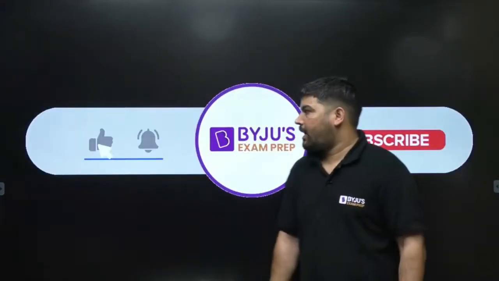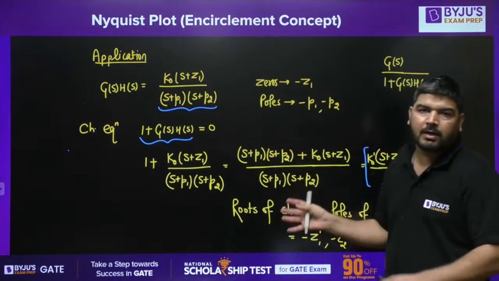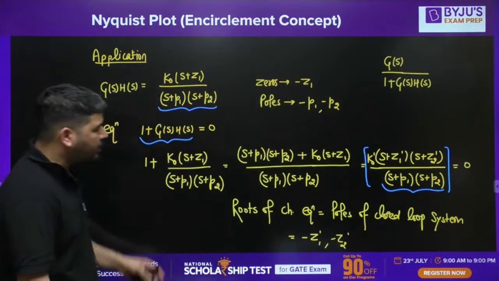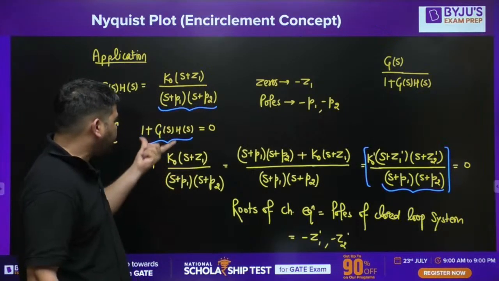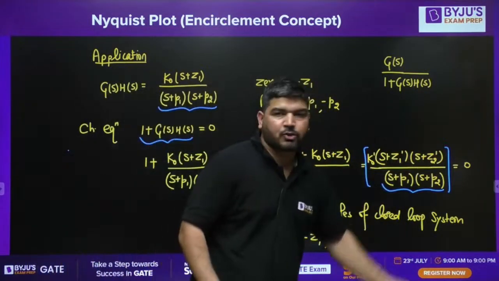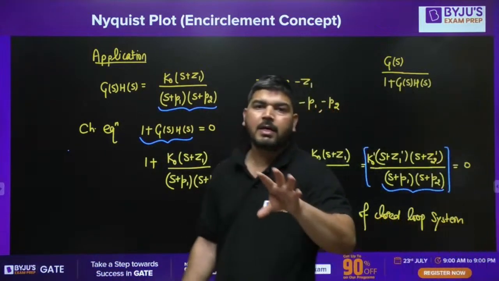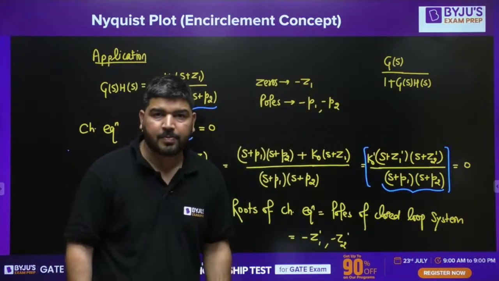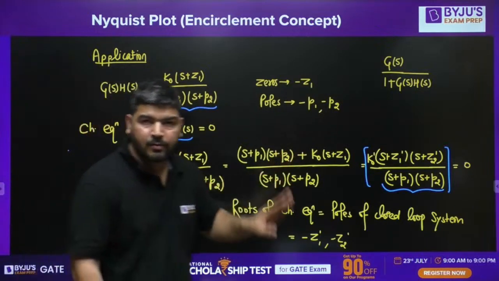Okay, so guys, in the previous class we discussed the application part, how the Nyquist concept is used to tell the stability of the closed loop system. There were two important points. The poles of G(s)H(s) and the poles of 1 plus G(s)H(s) are the same, and the zeros of 1 plus G(s)H(s) are actually the poles of the closed loop system. So we are more interested in the zeros of 1 plus G(s)H(s). They will tell you about the stability of the closed loop system. Zeros of 1 plus G(s)H(s) are important for us.